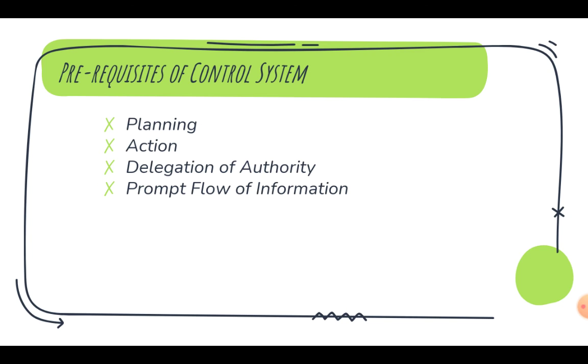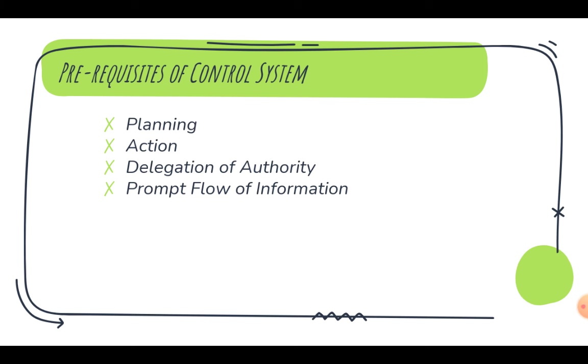So moving on, the next topic is prerequisites of a control system. What is required in order to have an effective control system? Controlling is part of the various functions of management, which means that controlling itself cannot operate in isolation. It needs a lot of different functions to work around it. So a number of other functions are also required for controlling to be performed effectively.